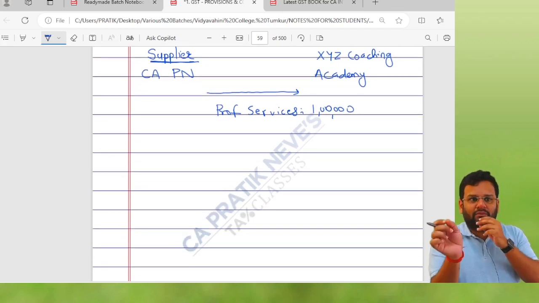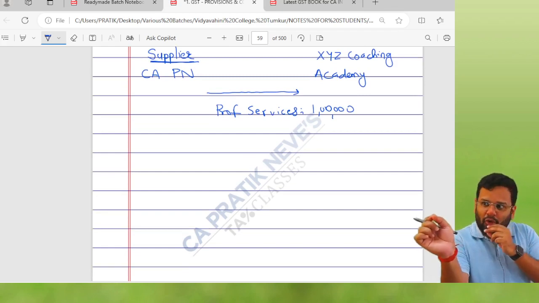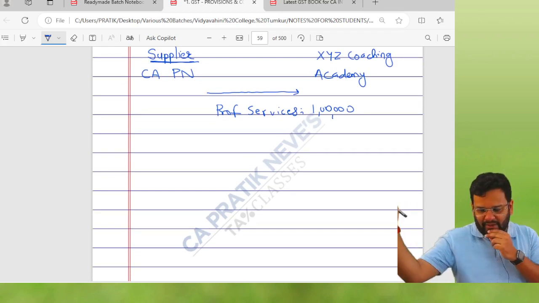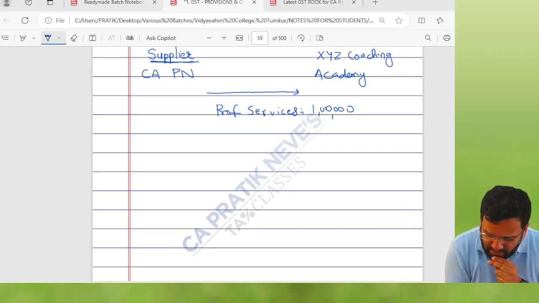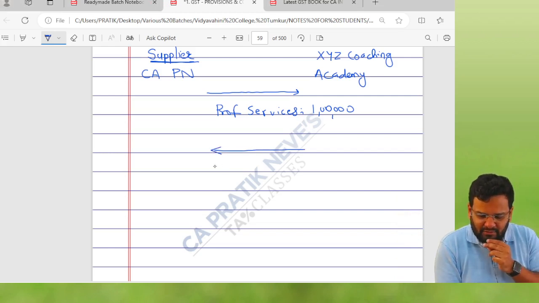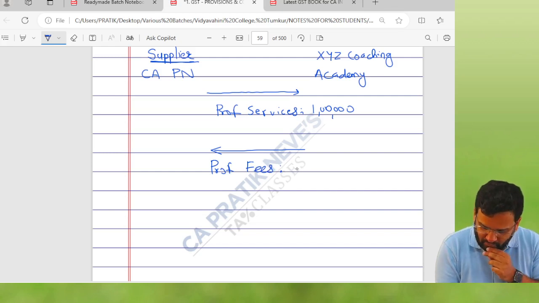Okay, so now they will pay me. So show the opposite arrow. Arrow from whom to whom? XYZ Coaching Academy to me. Show that arrow. So they are paying me this professional fees. Now originally, how much professional fees are they liable to pay me? 1 lakh.